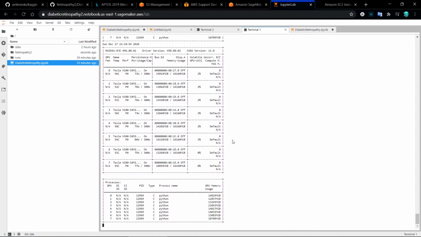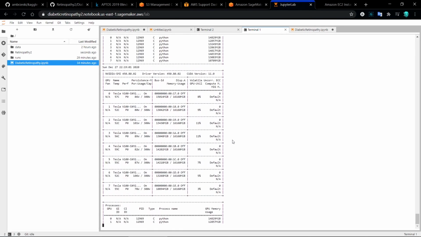But it's consistent. 14 gigs, 12 gigs, 13 gigs. Why is it decreasing? No, actually, it's not decreasing.